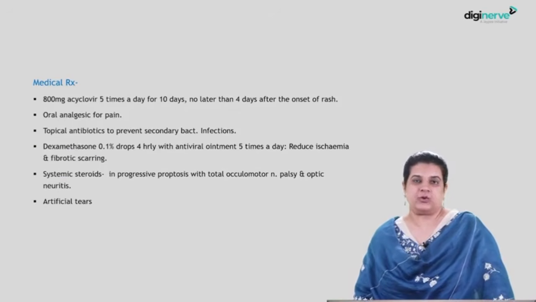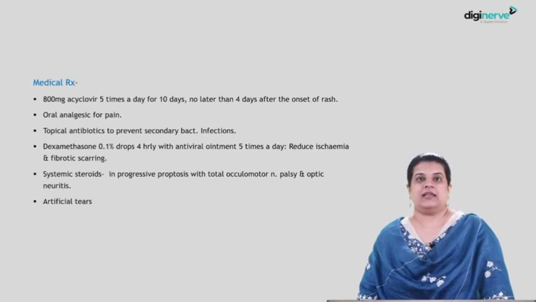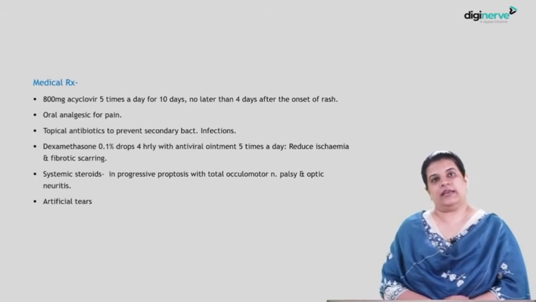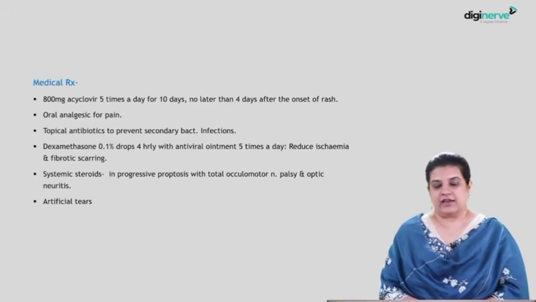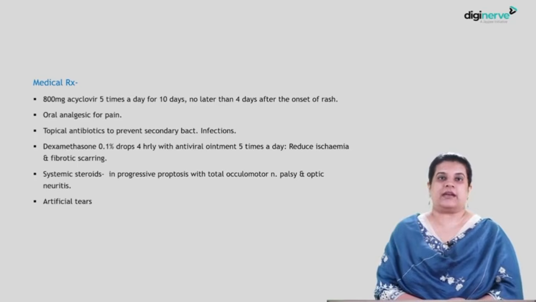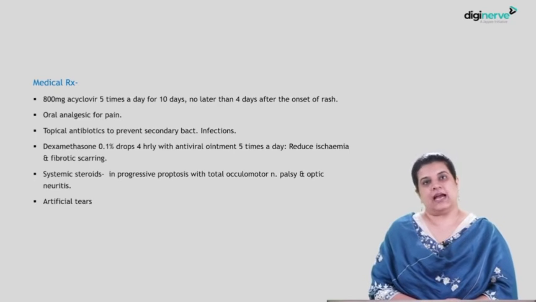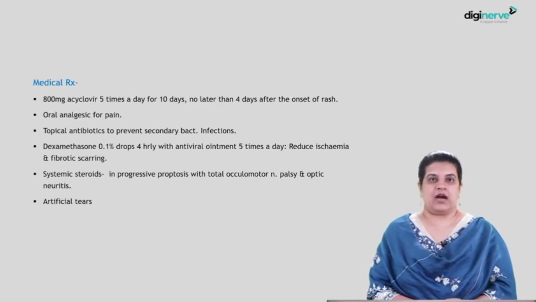For varicella zoster virus, 800 milligrams acyclovir is given 5 times a day for at least a duration of 10 days, no later than 4 days after the onset of the rash. Oral analgesics need to be given for the pain. Topical antibiotics are given to prevent secondary bacterial infection. Dexamethasone or any other steroid eye drop can be given with antiviral eye ointment to reduce ischemia and fibrotic scarring. Systemic steroids are given if the patient is having progressive proptosis with total third nerve palsy and if there is associated papillitis. Artificial tears are given in abundance.